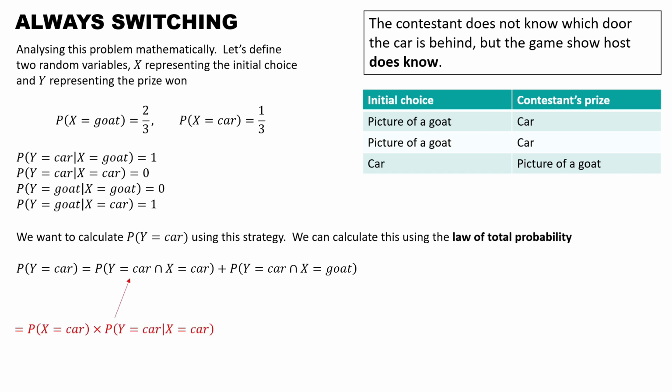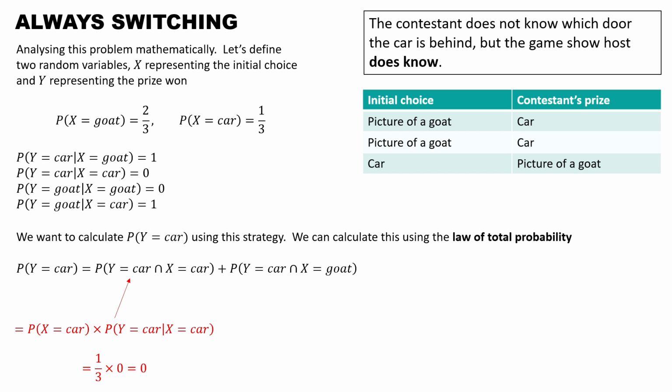So the first term, the probability that the prize is a car and the initial choice was a car, we can calculate this by multiplying together the probability that the initial choice was a car by the conditional probability that the prize is a car given that the initial choice is a car. Now we already know that that conditional probability is equal to 0. So the joint probability that the prize is a car and the initial choice is a car in this strategy is going to be 0.